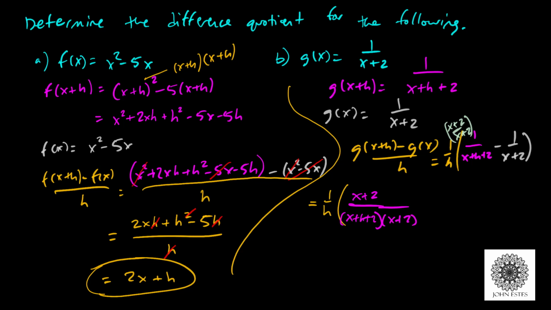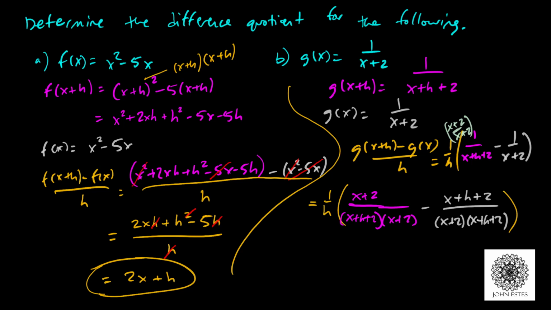Okay, so all I did was multiply in x plus 2 over x plus 2. For my second term, I'm going to do a similar thing. I'm going to multiply in an x plus h plus 2. So I multiply that in the numerator and the denominator, and I end up with this expression.